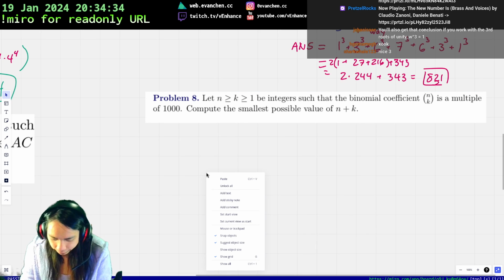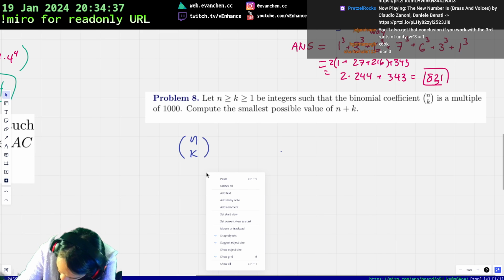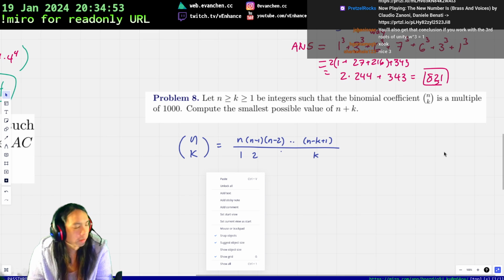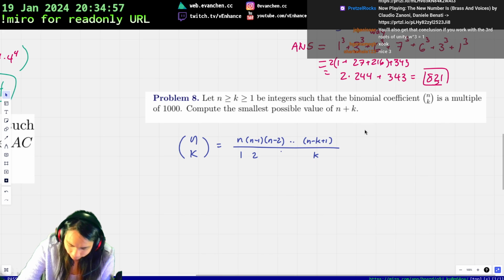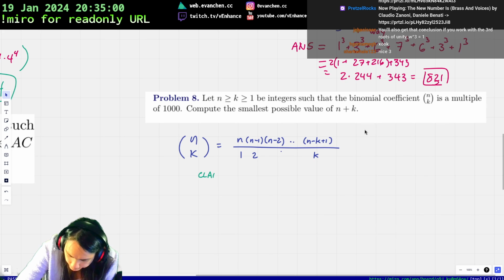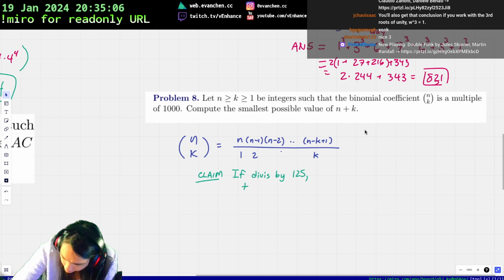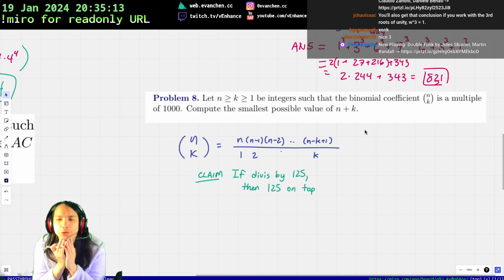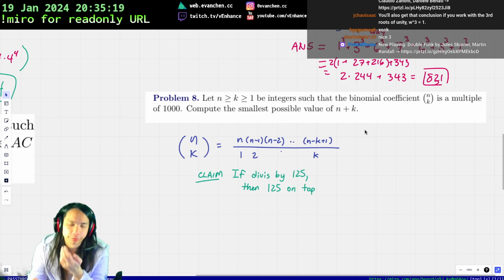Anyways, the point of this problem is basically the following: n choose k is equal to n times n minus 1, n minus 2, down to n minus k plus 1, over 1, 2, up to k. And my claim is that if you want this number to be divisible by 125, then you need 125 on top. And basically the reason is that if you don't have any factors of 125 on the top, then when you look at the number of powers of 5, let me just give an example, all right?